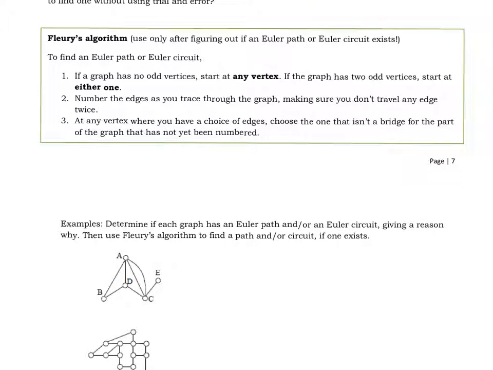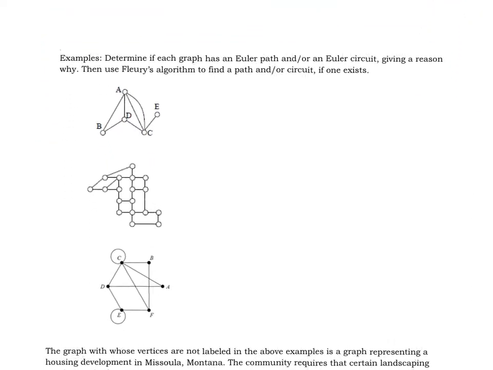And then if you have a choice, make sure if you go across that next edge, you have a way to get back to where you came from, okay? So choose one that's not a bridge. In other words, if you go across it, suddenly you're going to be stuck and you can't find your way back from where you came from to part of the graph that hasn't been numbered, okay? So again, there is a lot of common sense in this one.